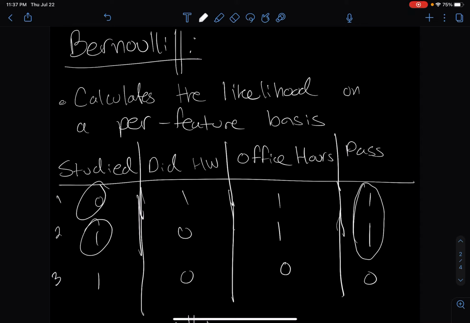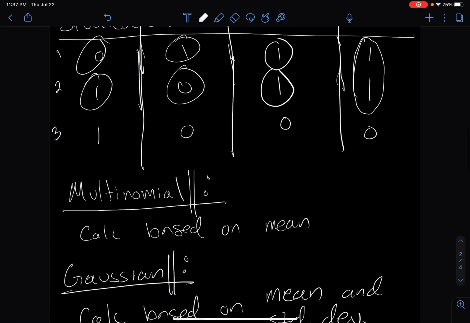And the same thing for homework here. There is a 50% chance that they did the homework. For the office hours, however, there is a 100% chance that they went to office hours. And so in that case, the attendance of office hours is going to be a strong influencer for whether or not a student passed the test. That's sort of how that classification works in this sense.